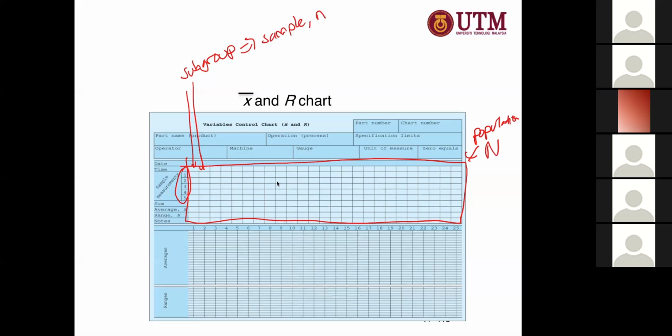So let's say we have the data. For each subgroup, we take 5 samples for this case. And for each subgroup, we have to sum this. And then we have to calculate the average. Average is X bar. Then we have to calculate the range. Range is X maximum minus X minimum. So this is for X bar R chart.